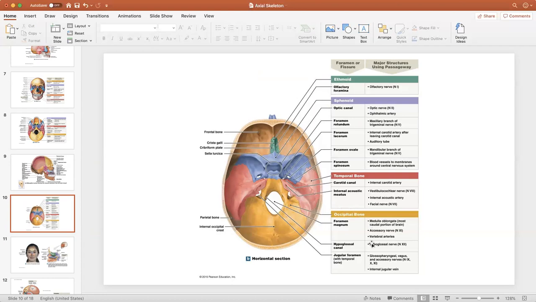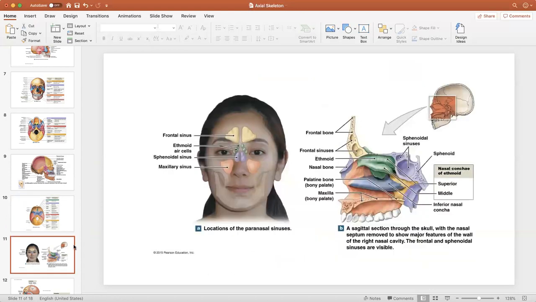All right, then the occipital bone: we talked about the foramen magnum and the jugular foramen, and in this one you can kind of see the hypoglossal canal, which carries the hypoglossal nerve, cranial nerve 12. So go over all of the different bones and all the different holes, and make flashcards for that.